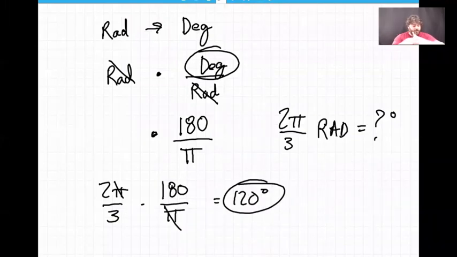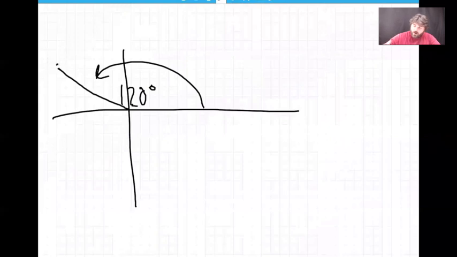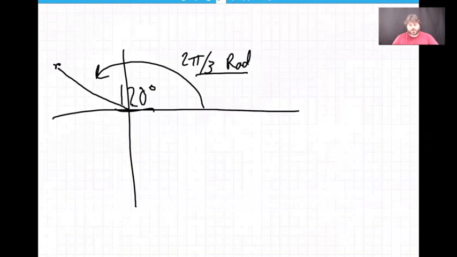Super simple. And just a reminder of this picture of what's going on here. For example, 120 degrees would be right here. It's this sweeping angle right here. Well, that is also 2 pi over 3 radians. So just remember, radians and degrees are both a measure of an angle. Pretty straightforward.